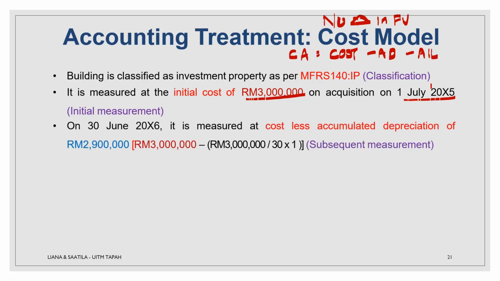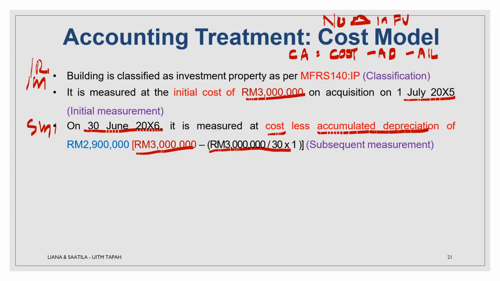Then you have to explain about the measurement of cost under cost model, which is cost less accumulated depreciation. How much is the cost? It is 3 million. And what is the accumulated depreciation in that first subsequent measurement? This is on initial measurement and initial recognition. Subsequent measurement number 1 here.